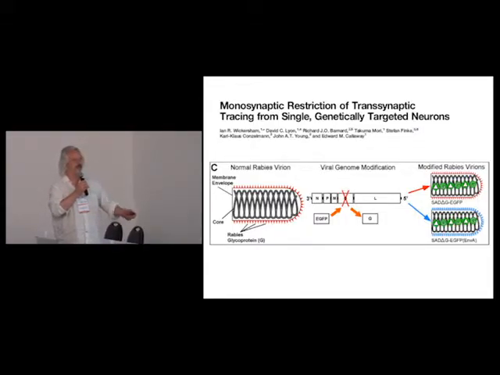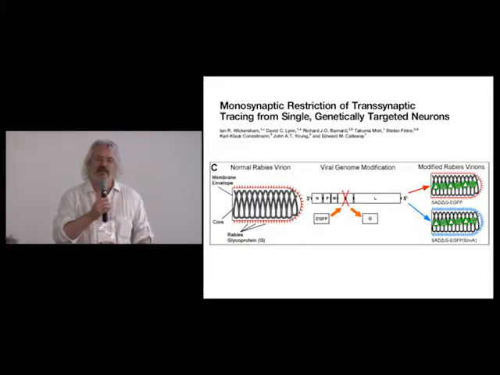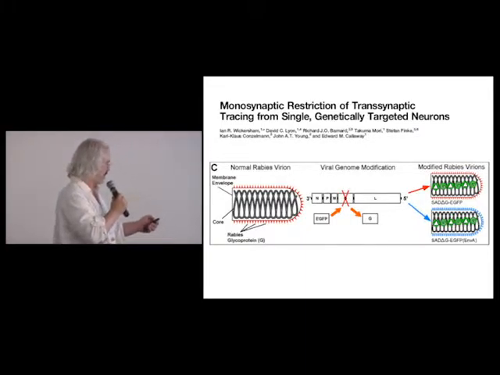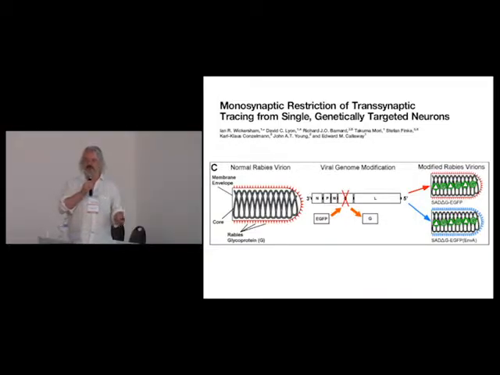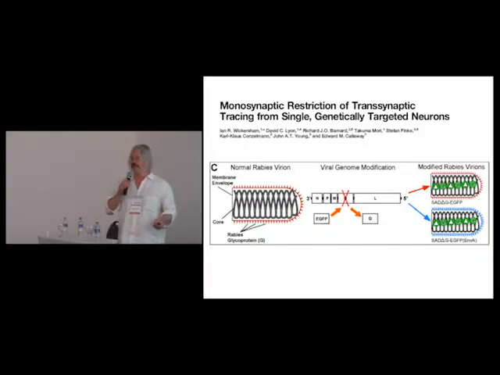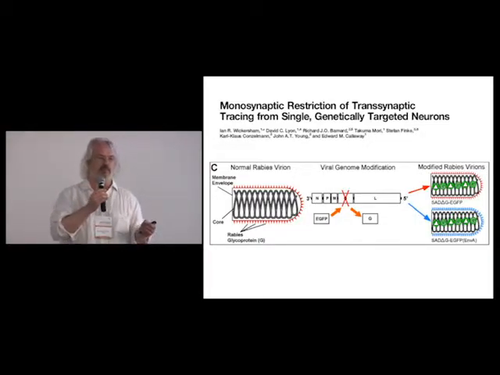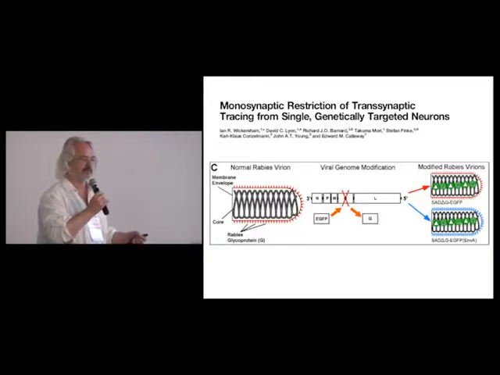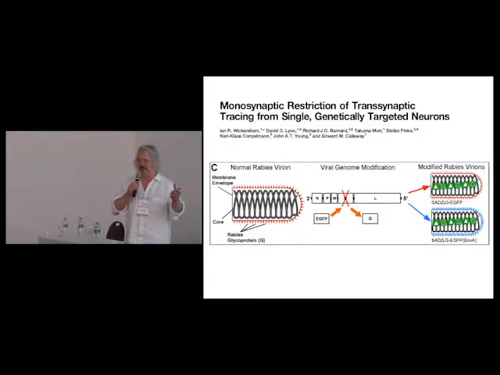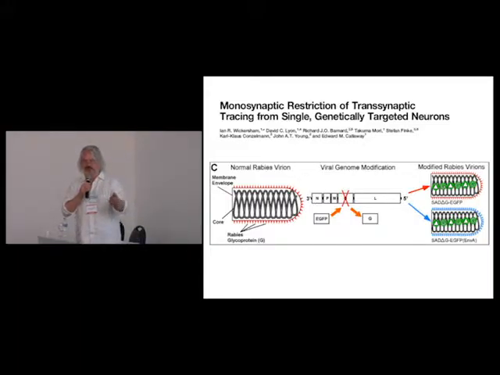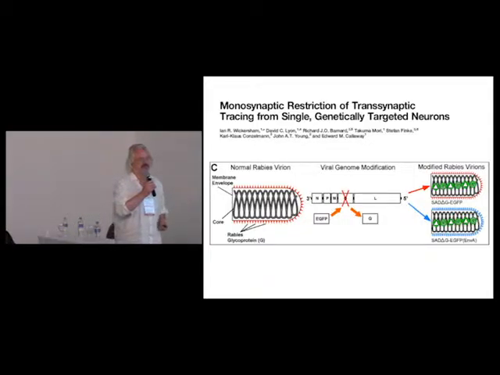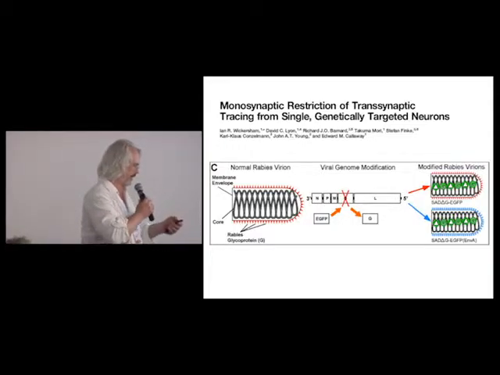And Cord was already referring to the pioneering work by Ed Callaway in collaboration with Klaus Conzelmann, who developed a rabies virus, or modified the rabies virus, such that you can very specifically infect your primary starter cell population of choice and then reveal all these cells, or ideally reveal all these cells, that monosynaptically impinge onto this starter cell population of your choice. And in our case, the interest is to look particularly at newborn neurons in the adult hippocampus.